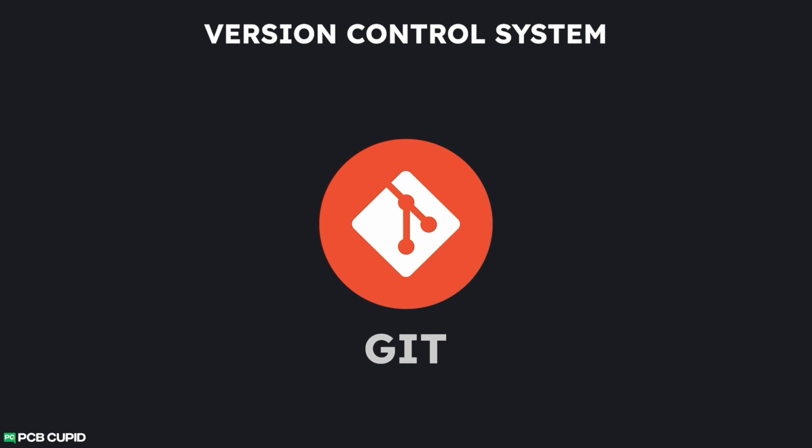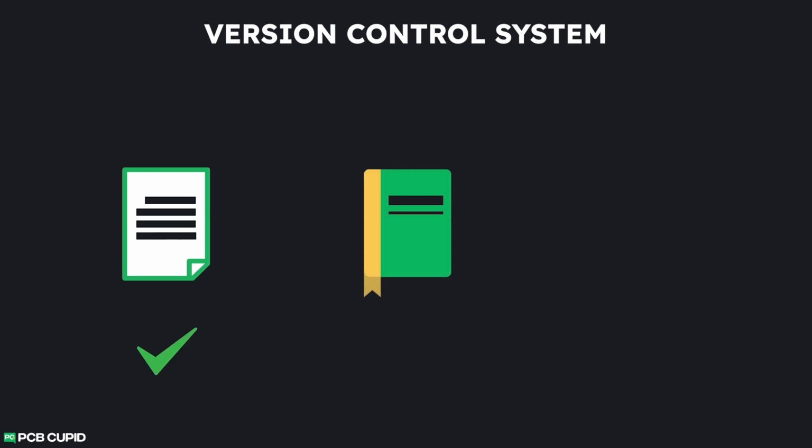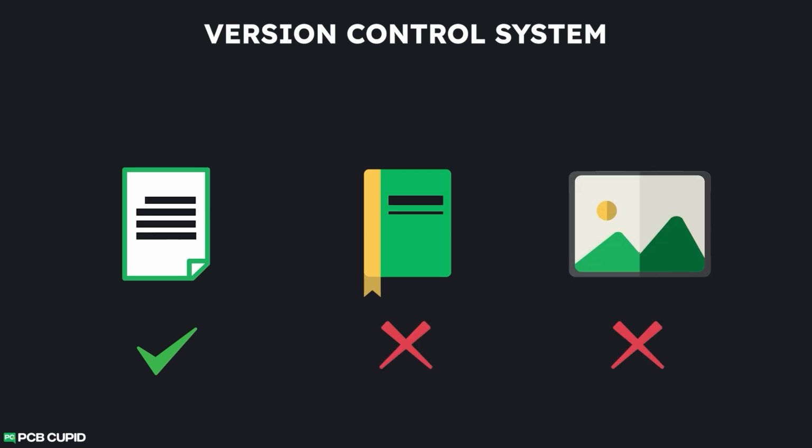But there is a huge caveat. This version control system works perfectly only on text-based documents. If you add a file like a PDF or an image, it cannot keep track of the features that are added or removed. It can only keep track of the number of revisions that are made.